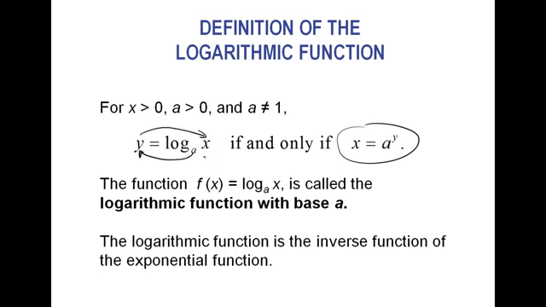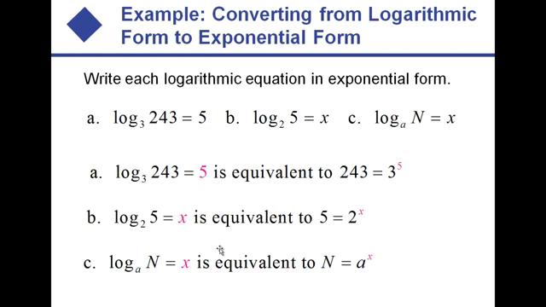We can also go back and forth from a logarithmic equation to an exponential equation. 3 to the 5th equals 243. 2 to the x equals 5. A to the x equals n. It's a good skill to be able to go back and forth between these two because sometimes it's easier to solve in one form over the other. So it's good to be able to write it both ways.